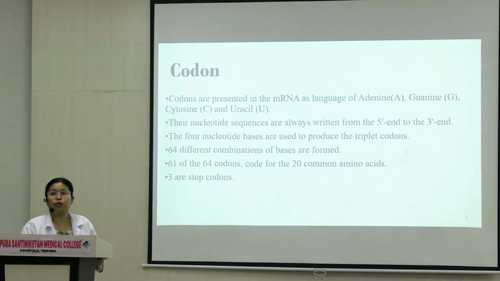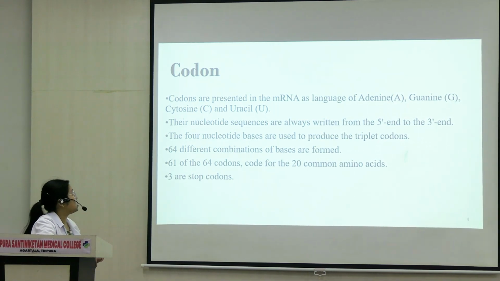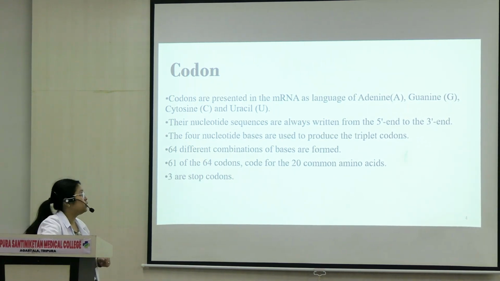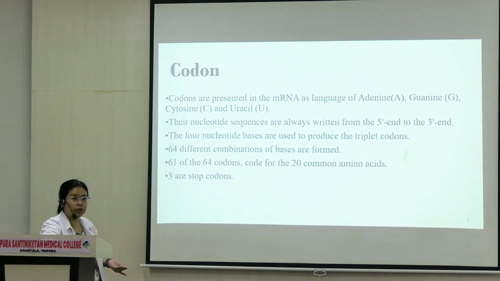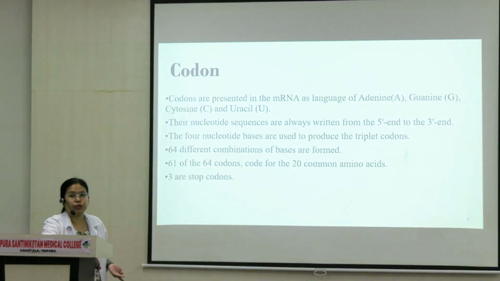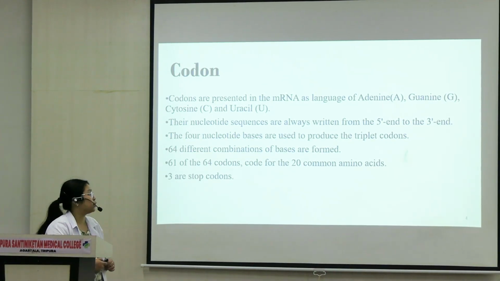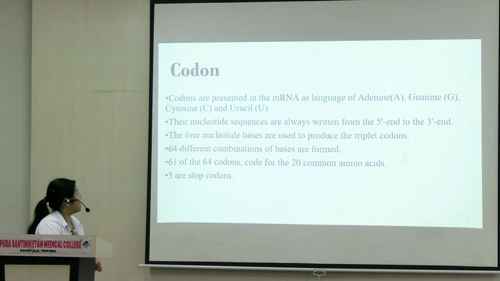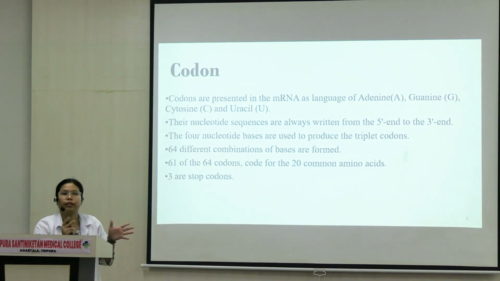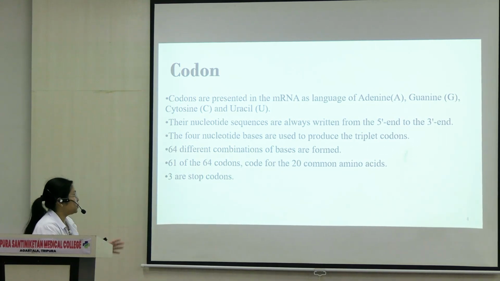Codons can be represented by 4 letters: A, G, C and uracil or U. A represents adenine nucleotide, G for guanine, C for cytosine and U for uracil. Why uracil? Because it's in the RNA strand. They are written from 5' to 3' end.